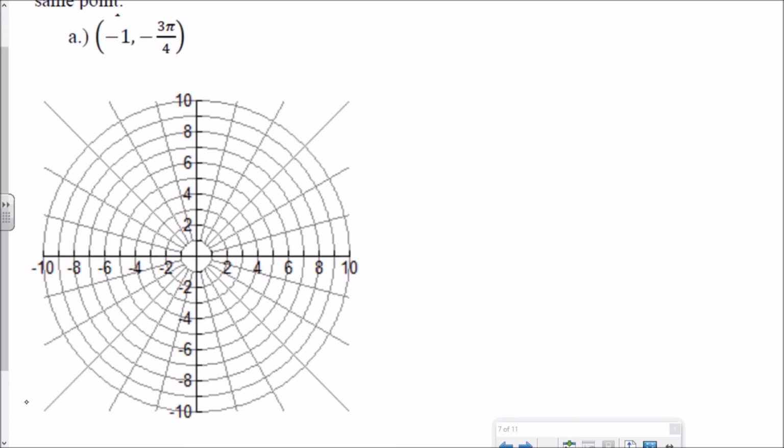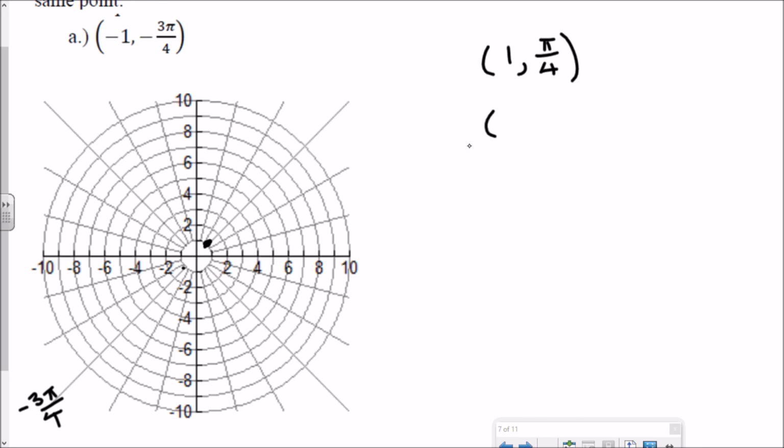So this is -3 pi over 4. It's right here. Now it wants a distance of -1. +1 would go right here. Okay, +1 would go right there. But because it's -1, I have to go in the opposite direction. And so I will be right there, right on the pi over 4. And speaking of which, let's go ahead and call it that. 1, pi over 4. That's one way to call it.